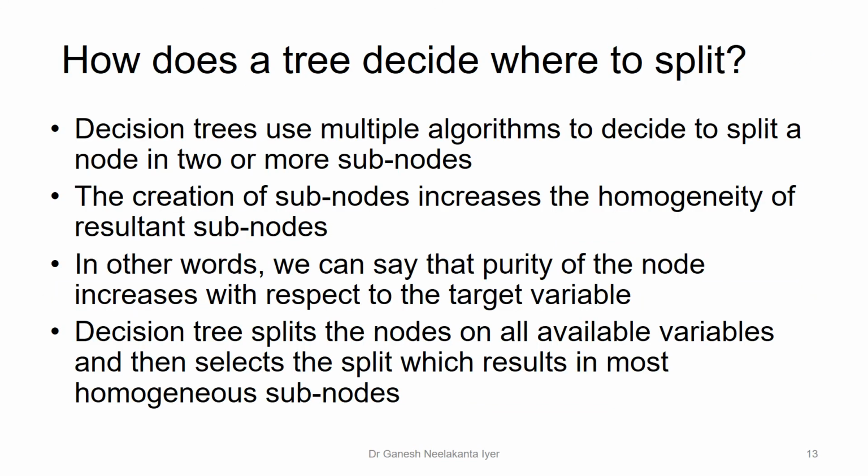How does a tree decide where to split? We already said it uses multiple algorithms to split a node into more subnodes. The creation of subnodes increases the homogeneity of the resultant subnodes. Or we can say that the purity of the node increases with respect to the target variable. The decision tree splits the nodes on all available variables and then selects the split which results in the most homogeneous subnodes.